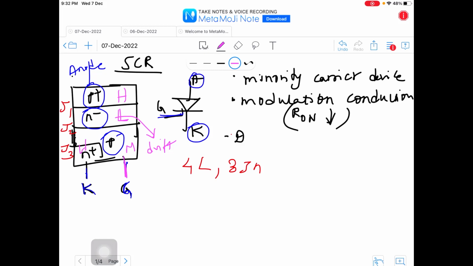doped. So the first layer is heavily doped, the second layer is lightly doped, the third layer is moderately doped, and the fourth layer is heavily doped.